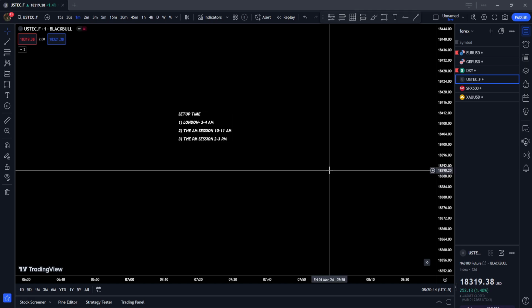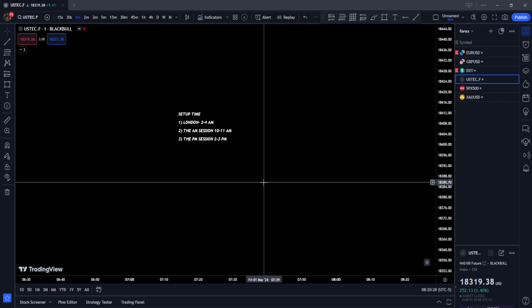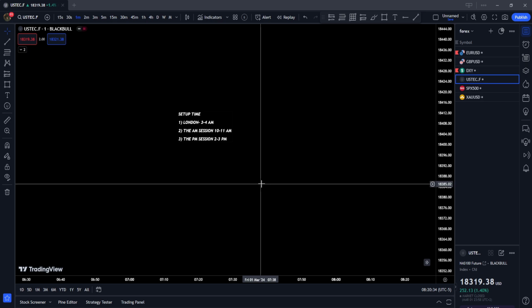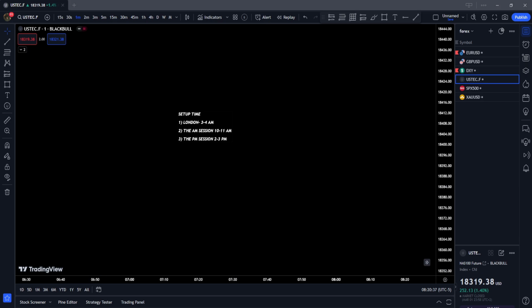So Silver Bullet setup times are mainly during London, during the New York AM session, and during the New York PM session. On the London session, you trade Silver Bullet during 3 to 4 a.m. On the AM session, you trade Silver Bullet during 10 to 11 a.m. And on the PM session, you trade Silver Bullet during 2 to 3 p.m. The Silver Bullet is a trading setup in the teachings of Inner Circle Trader, ICT, that forms every single trading day.